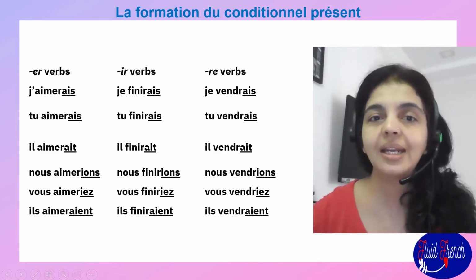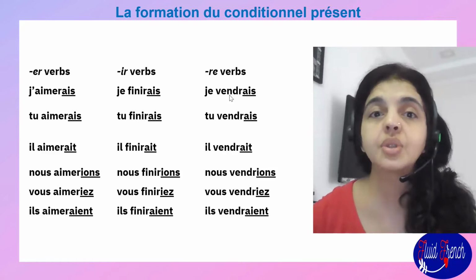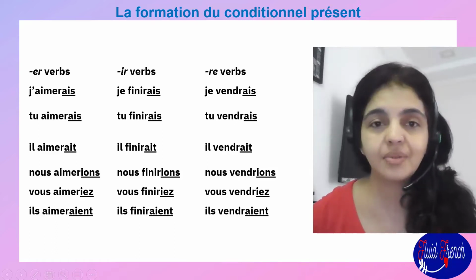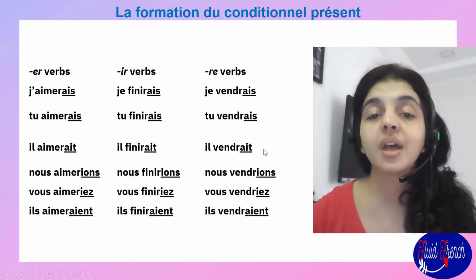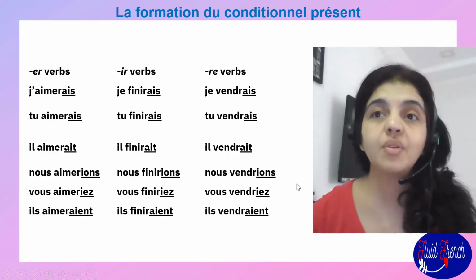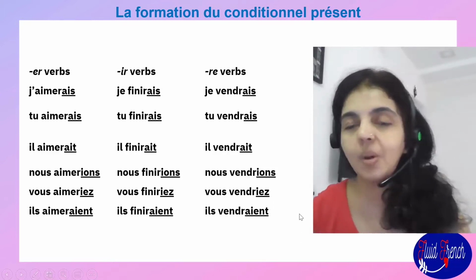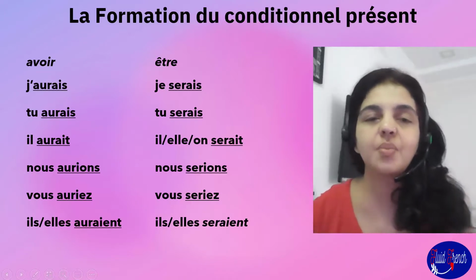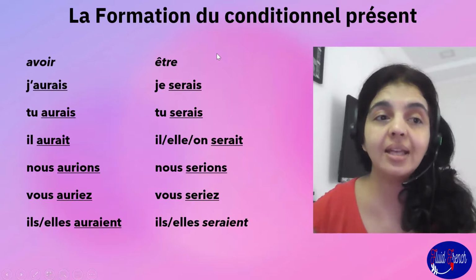Okay, RE ending. So I've written vendre here, which is to sell. You have apprendre, comprendre, they are all RE ending verbs. Je vendrais, tu vendrais, il vendrait, nous vendrions, we would sell. Vous vendriez, il vendrait. Okay, now I want to go back to the most important verbs, auxiliaries, avoir and être.